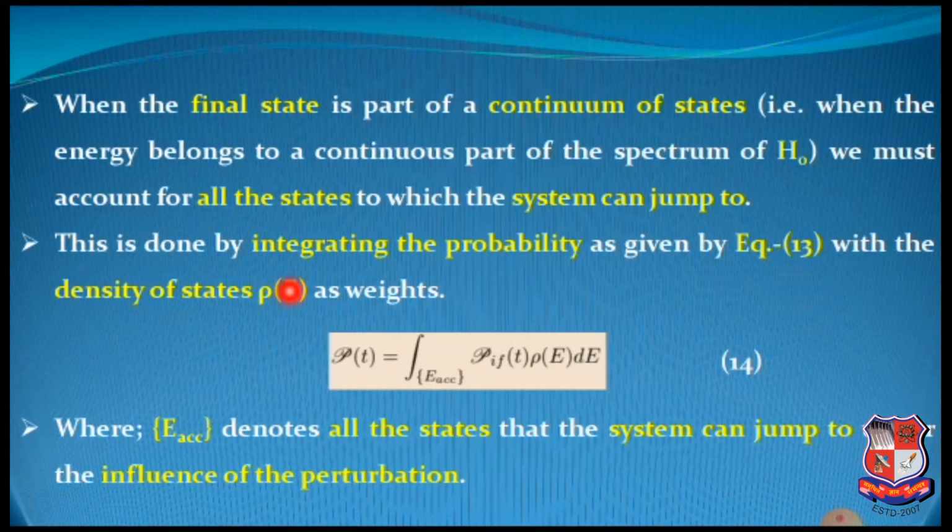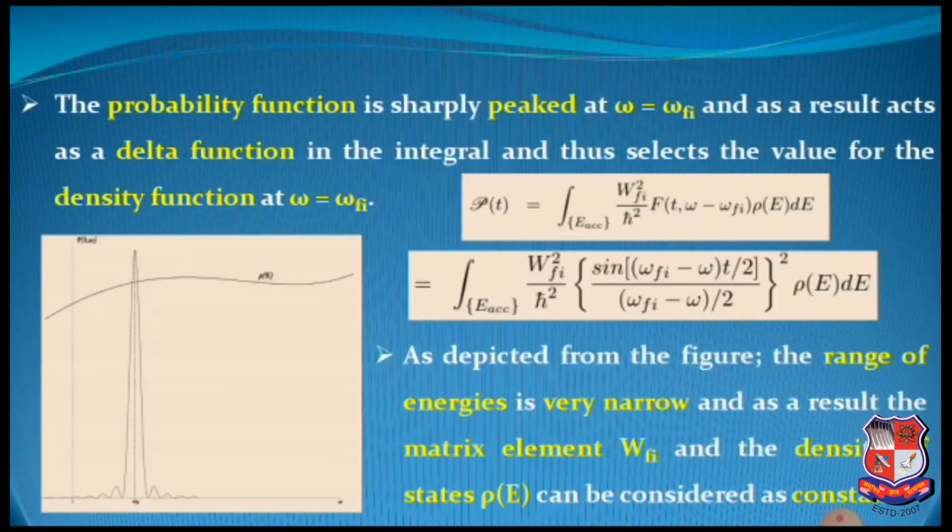This is done by integrating the probability as given by equation 13 in the earlier slide with the density of states as weights. So we have integrated: rho(t) is equal to the integration over energy E of rho i→f(t) rho(E) dE, that is equation number 14, where E' denotes all the states of the system that it can jump to under the influence of the perturbation, that is the accurate energy.